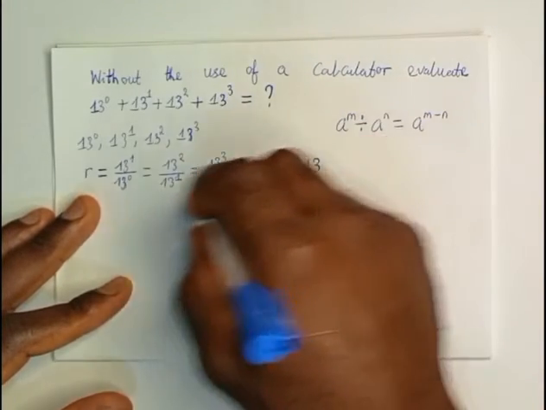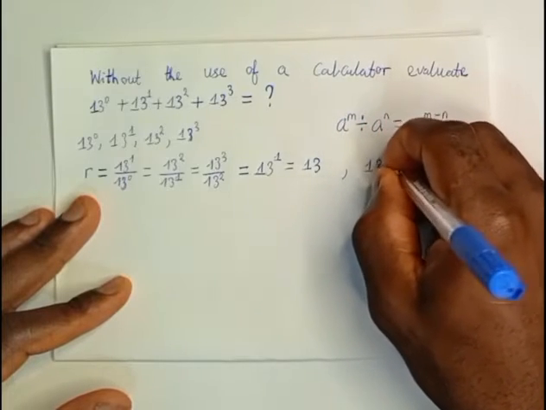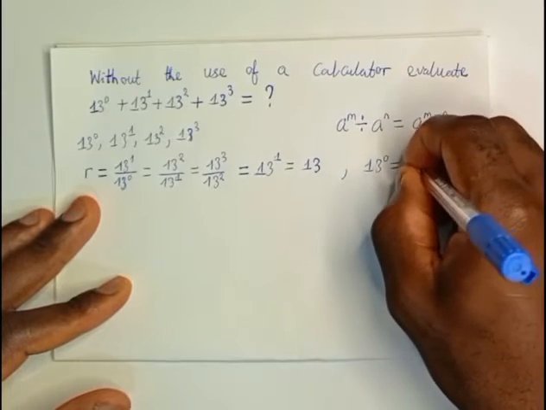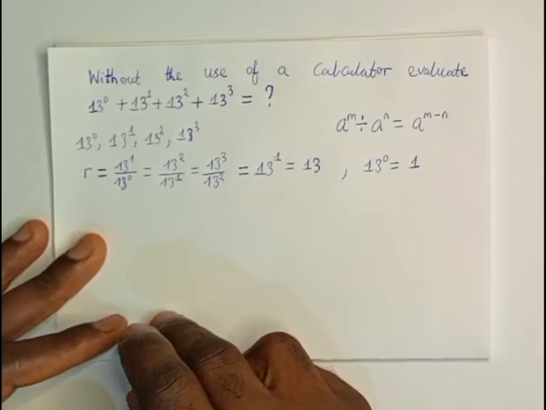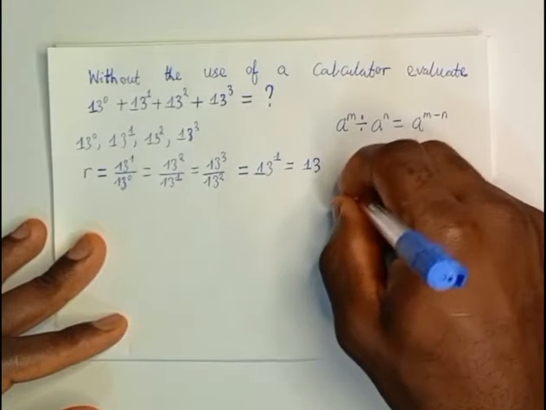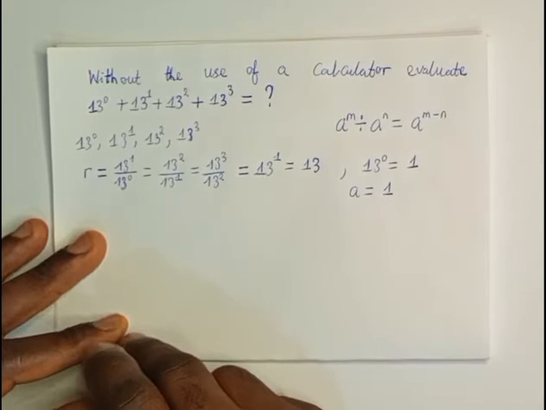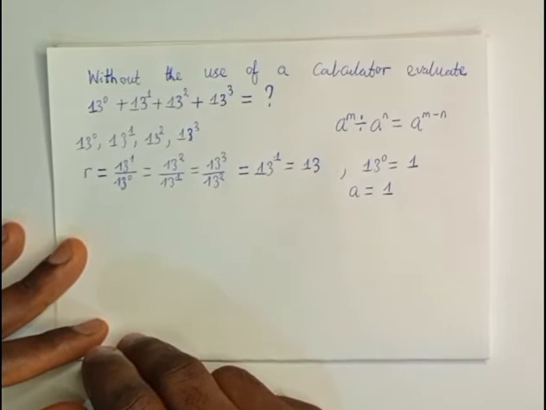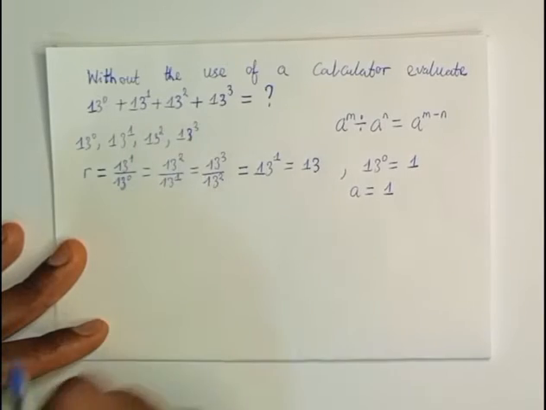Also, the number 13 to the power 0 is equal to 1. That means our first term is equal to 1. We're going to state it by the side. E is equal to 1. Knowing all this, it is very easy for us to find the sum of this sequence, which is this.